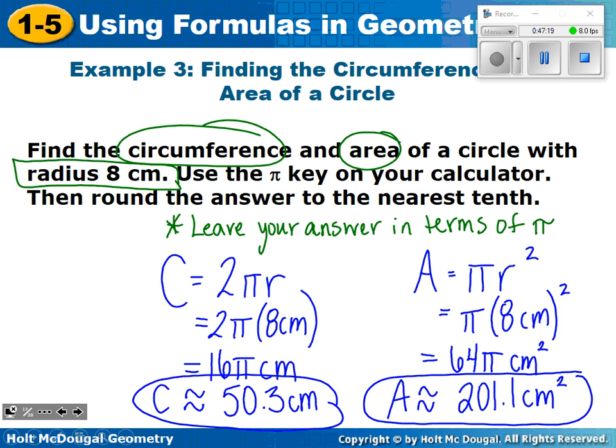Distribute your 2. 2 times x is 2x. And then distribute your 2 again. What's 2 times 2? 4. What do I have to do to finish the problem? Combine like terms. Very good, Barrett. So what does this become? X squared plus 4x. Very good.